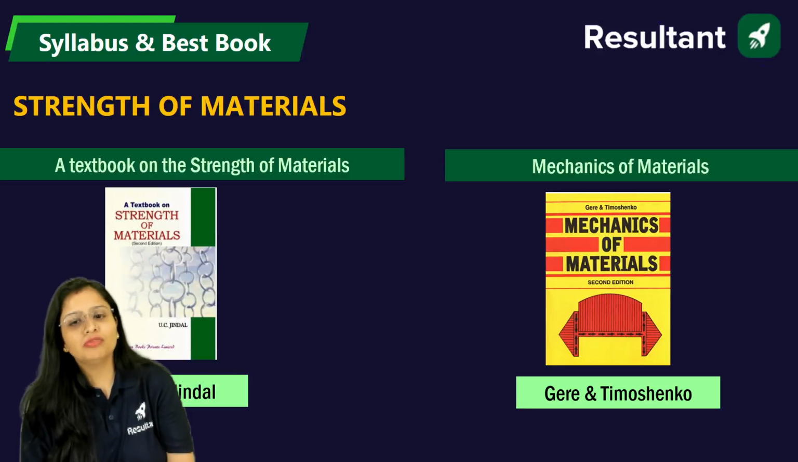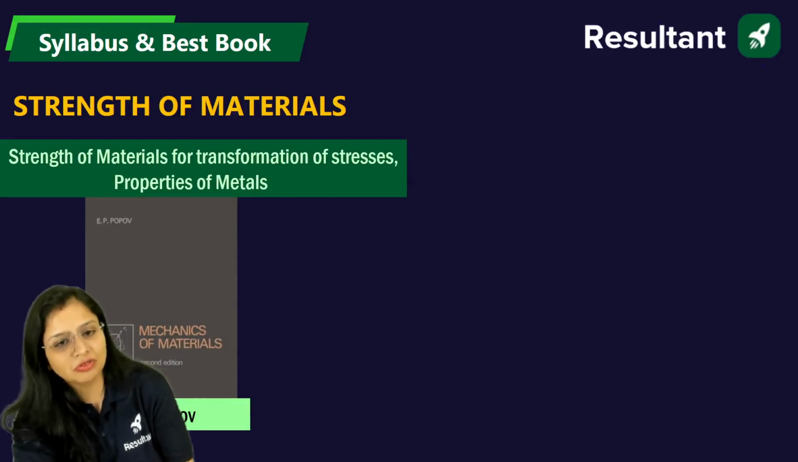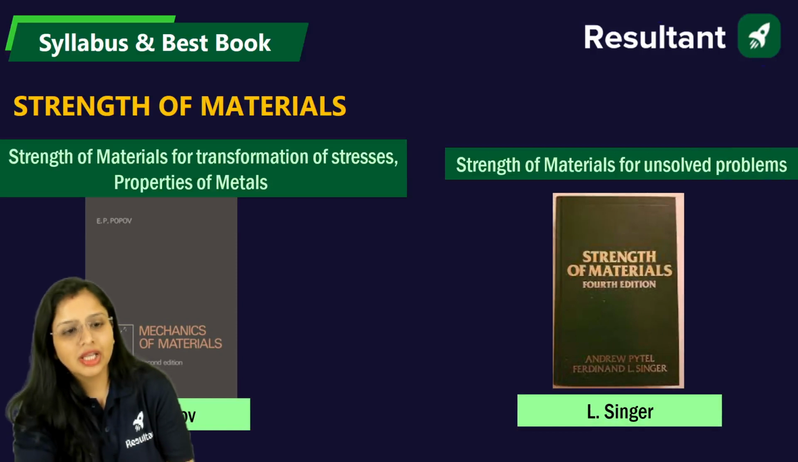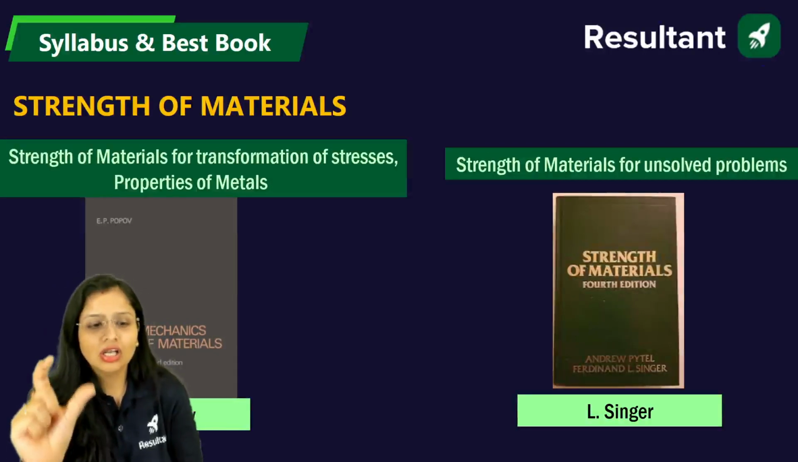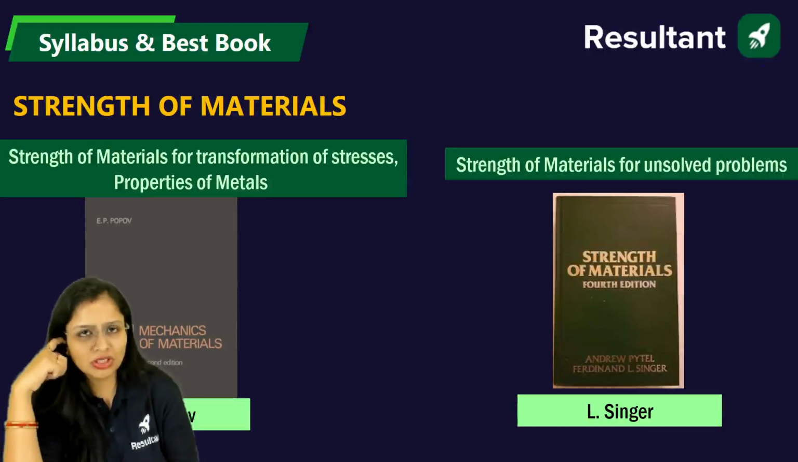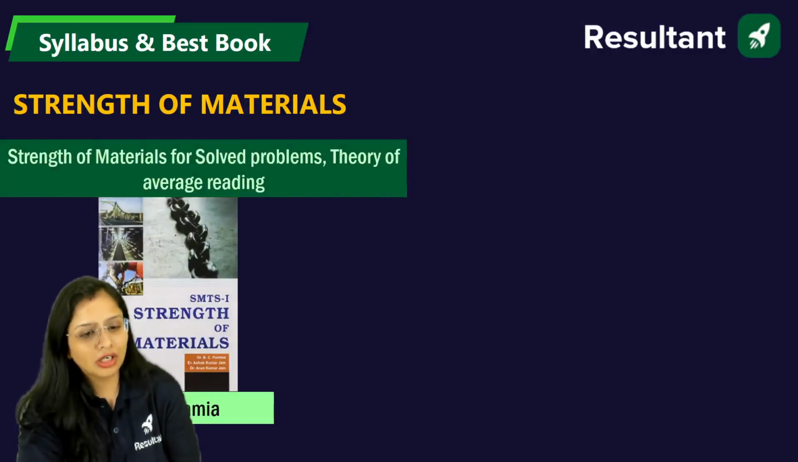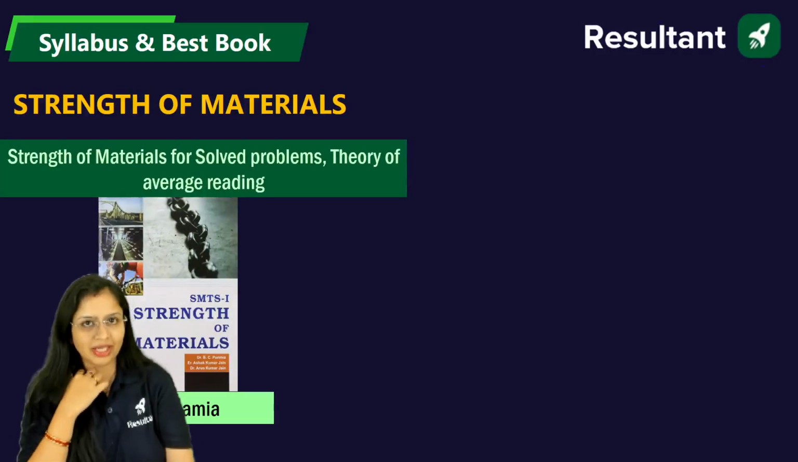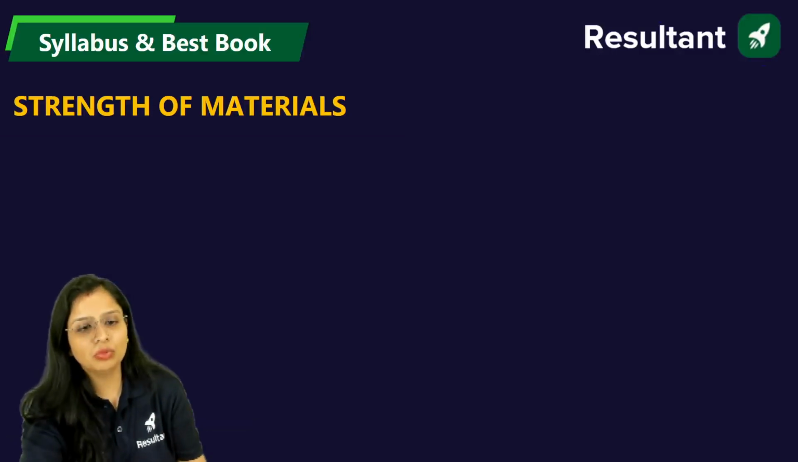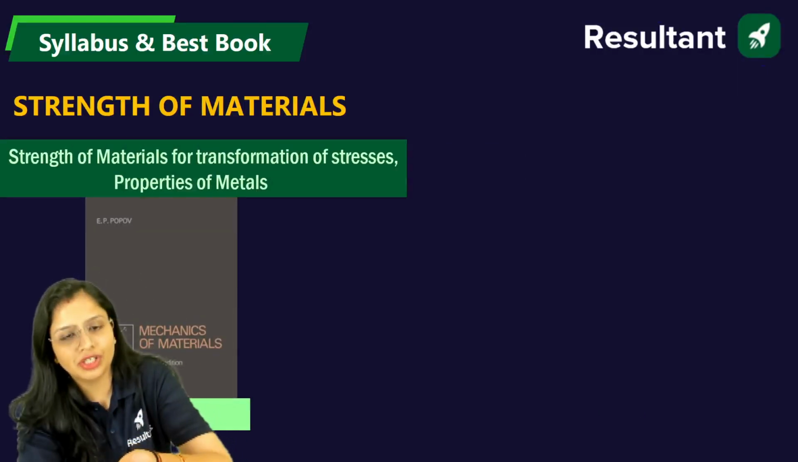Talking about mechanics of materials, you can go for the book of Gere and Timoshenko. This is a very good book. You guys can refer to this. Strength of materials, like for transformation of stress, properties of materials, as I already told, if you want to refer for specific topics, you can go for the book by E. Popov. Or if you want unsolved problems and want to practice more questions, you can go for the book of L. Singer. This is also a good book. I am telling you for different purposes: if you want for basic generalized, you see general; then if you want for properties of metals, transformation of stresses, you can go for E. Popov.